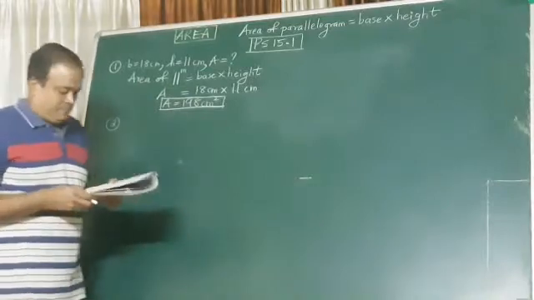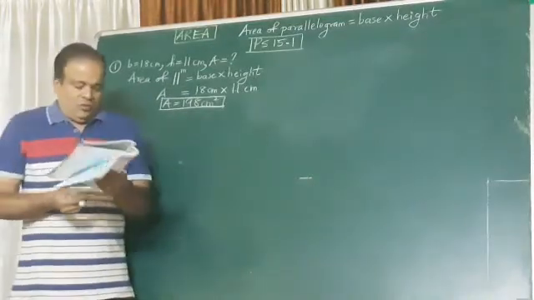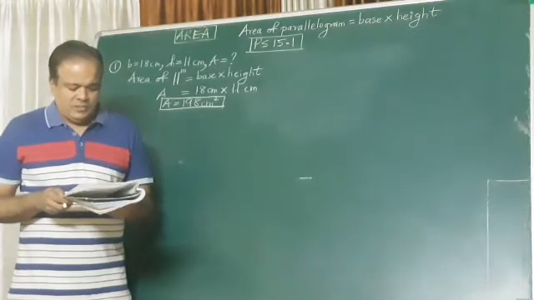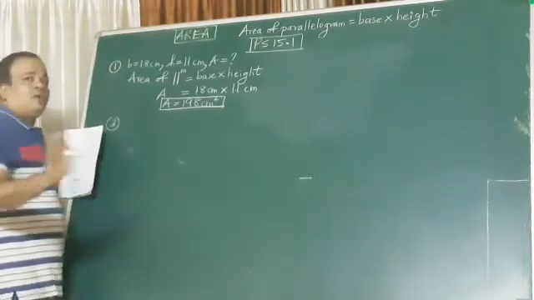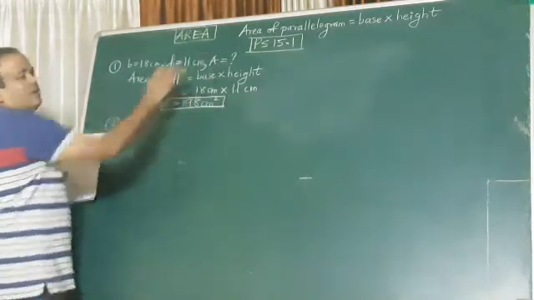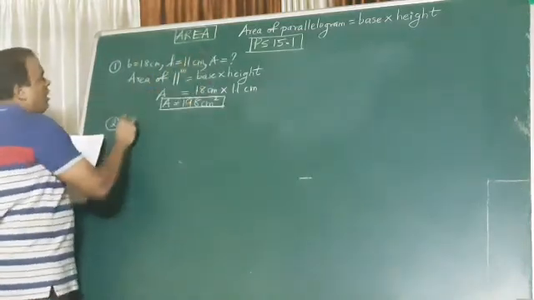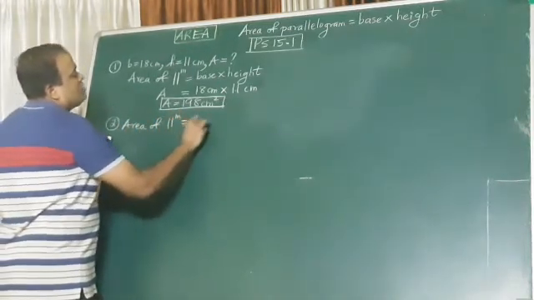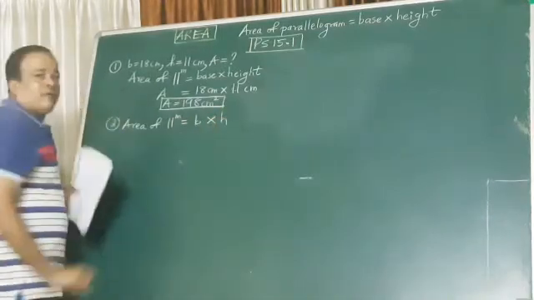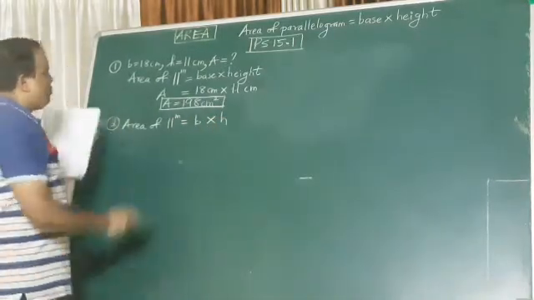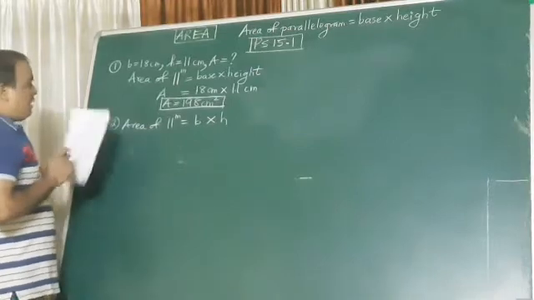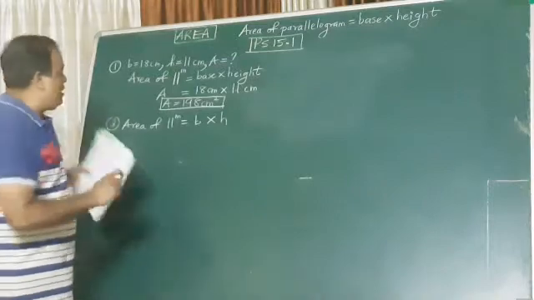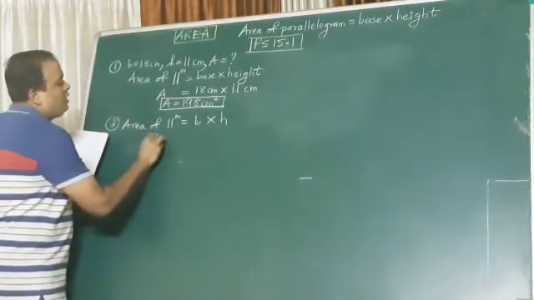The second sum. Area of parallelogram is 29.6. Again I'll just write the formula. If you want you can write this data also, but I'm going to directly write. Area of parallelogram is base into height. I'm writing the short form. What is the area of parallelogram given to you in the second sum? 29.6. So area of parallelogram is 29.6.